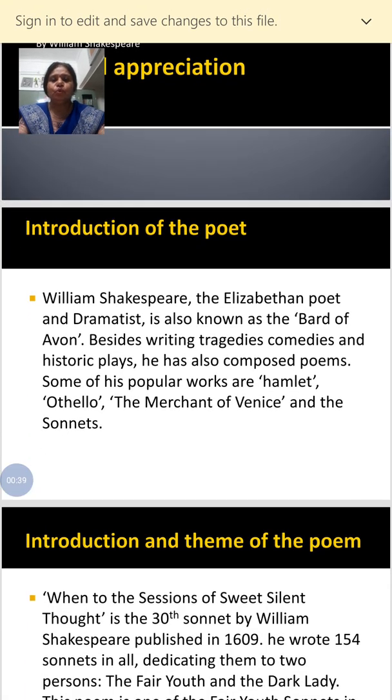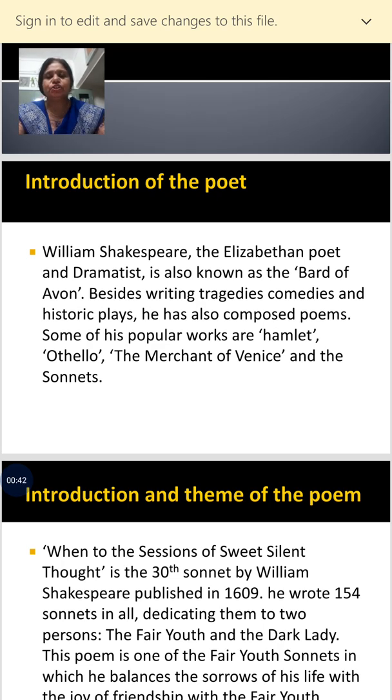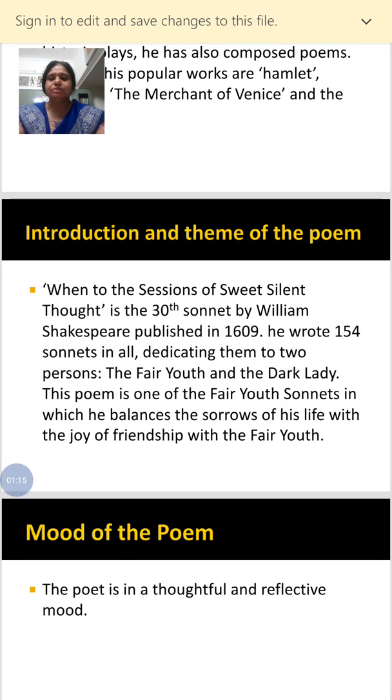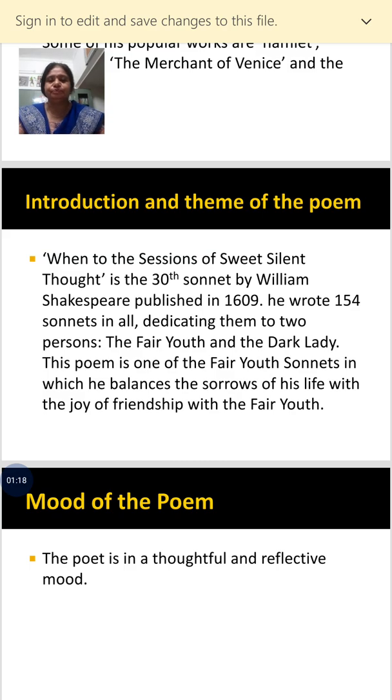So first of all, what do we write? Introduction of the poet. So William Shakespeare, the Elizabethan poet and dramatist, is also known as the Bard of Avon. Besides writing tragedies, comedies, and historic plays, he has also composed poems. Some of his popular works are Hamlet, Othello, The Merchant of Venice, and his sonnets. Remember, when I taught you how to write introduction of the poet, I told you that you have to be very brief. So next comes the step introduction and theme of the poem.